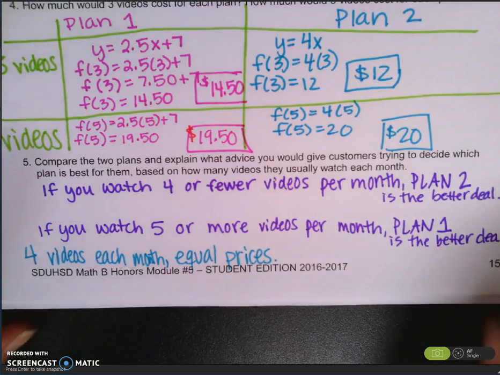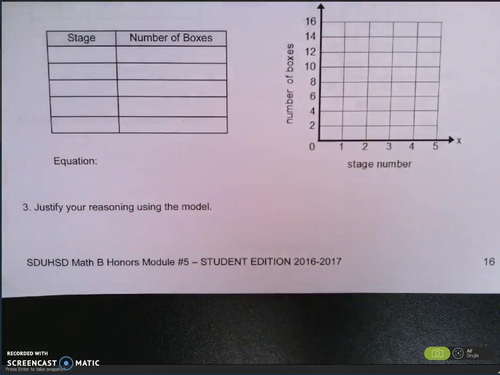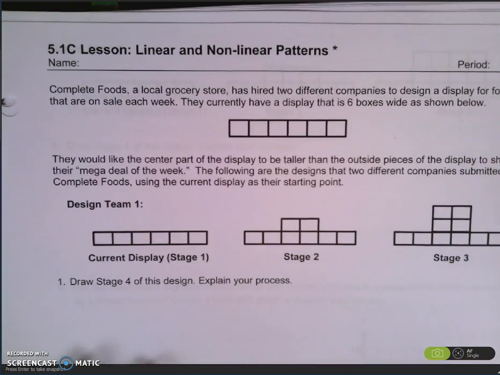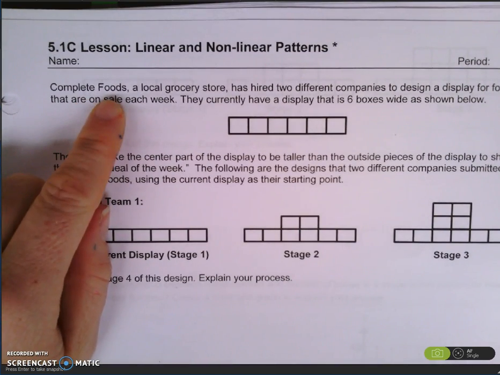Awesome. Let's move on to lesson 5.1c. 5.1c is about linear and nonlinear patterns. We looked at linear growth earlier this year, so we're only going to do the first 2 pages. Let's start reading. Complete Foods, get it?